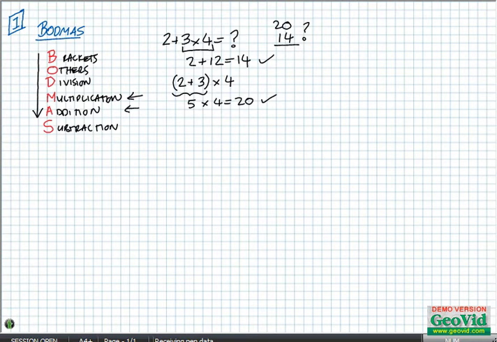Before we go any further, an important point to note here is the use of calculators. If you're using a scientific calculator, they will generally tend to follow the Bodmas rule, whereas most simple calculators do not, so this is a word of warning.